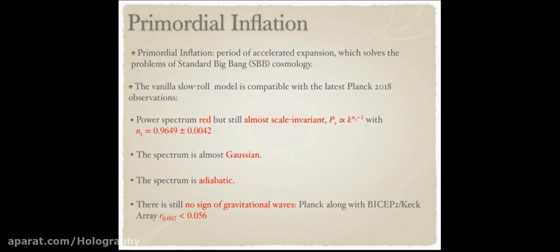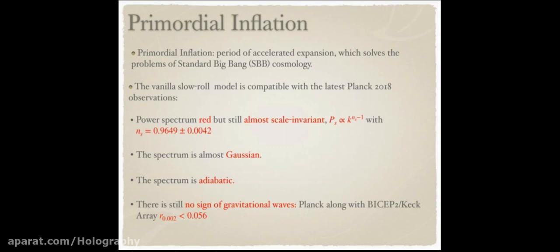We know that the power spectrum is red, and it's almost scale invariant though. So this NS, which is called the scalar spectral index, is very close to 1, although a bit smaller than 1, and that is interpreted in the form that inflation had to have an end. So basically NS had to be smaller than 1. And we also know that the spectrum is almost Gaussian.